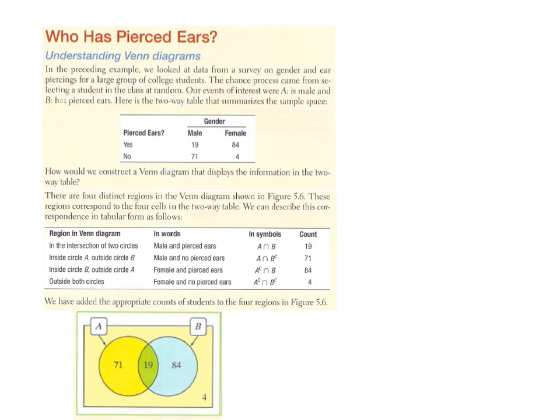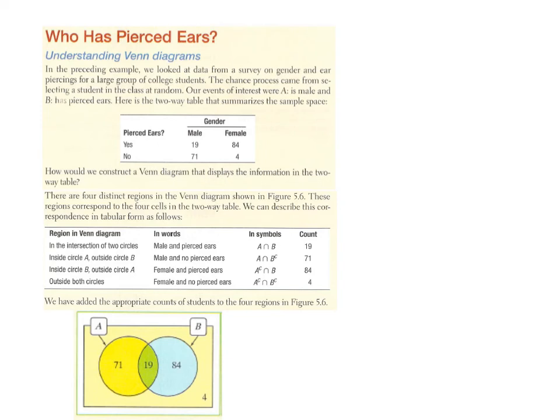Let's look at a Venn diagram example, talking about the example we had before with the statistics class and gender and ear piercing. In our events of interest before, remember event A was that they were male and event B was that they had pierced ears. We have our two-way table here that summarizes everything, and we're looking at constructing a Venn diagram that represents this.